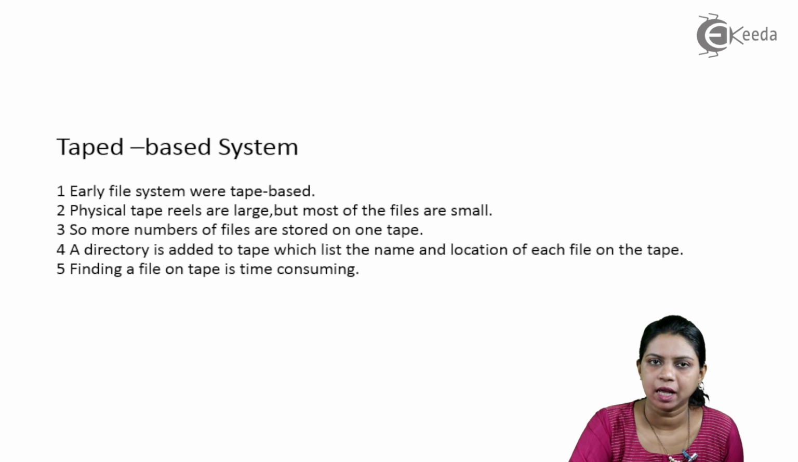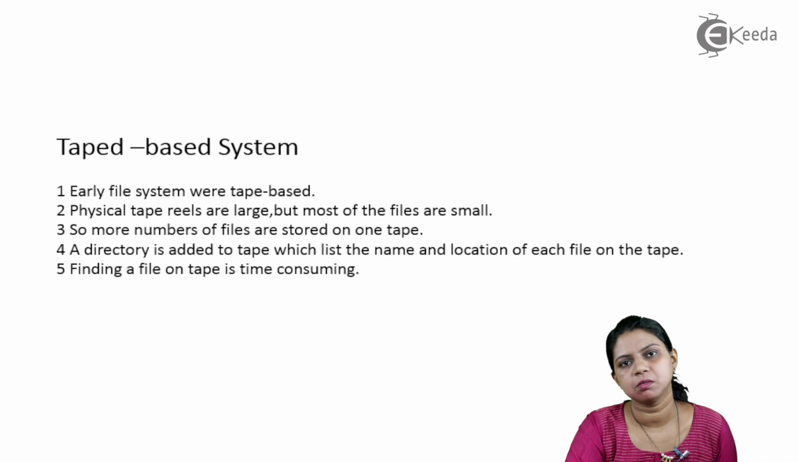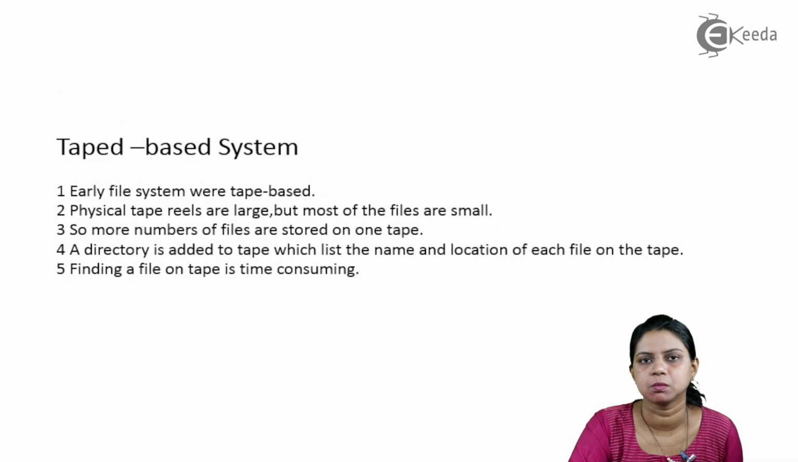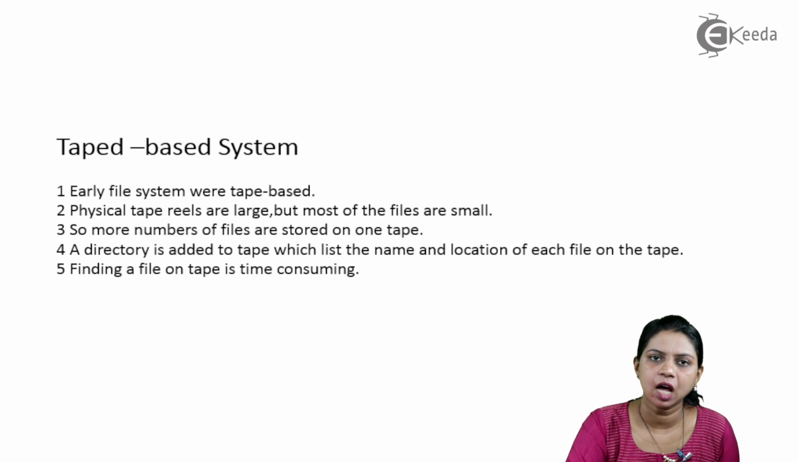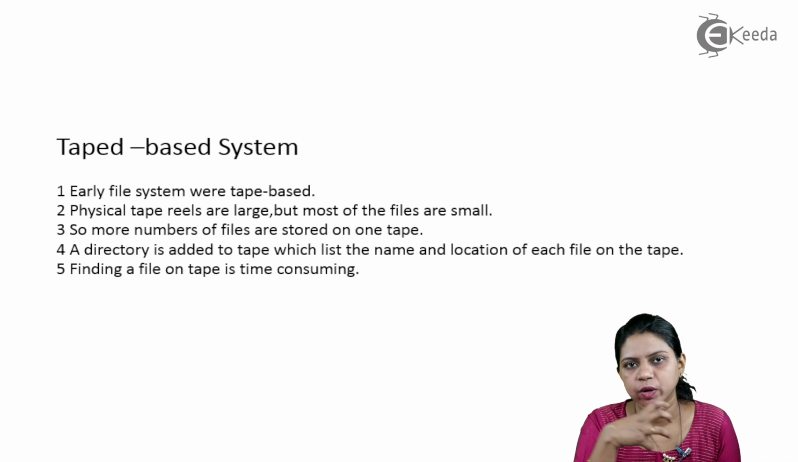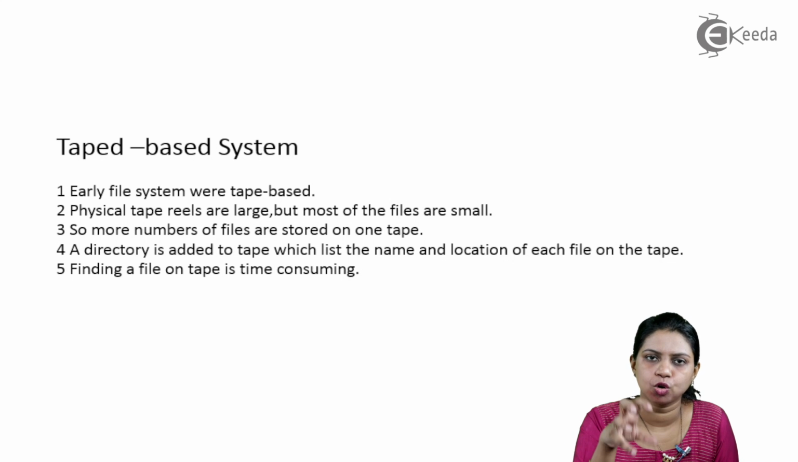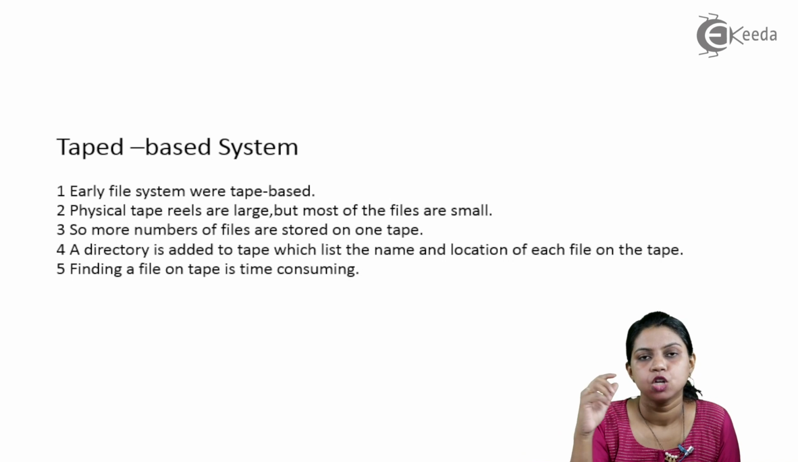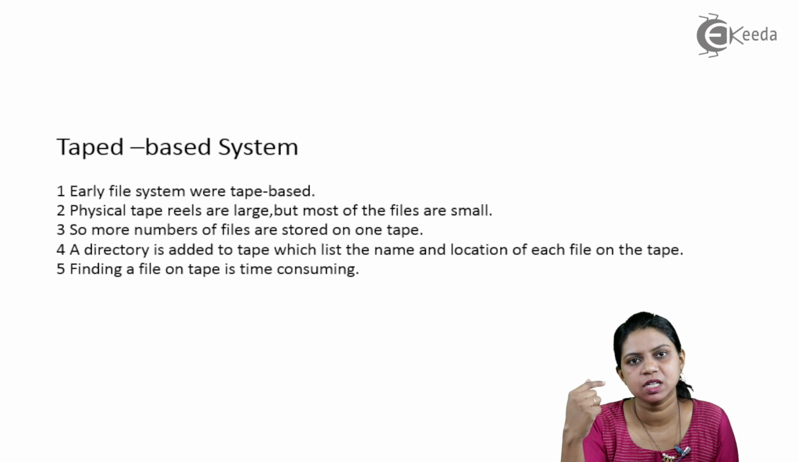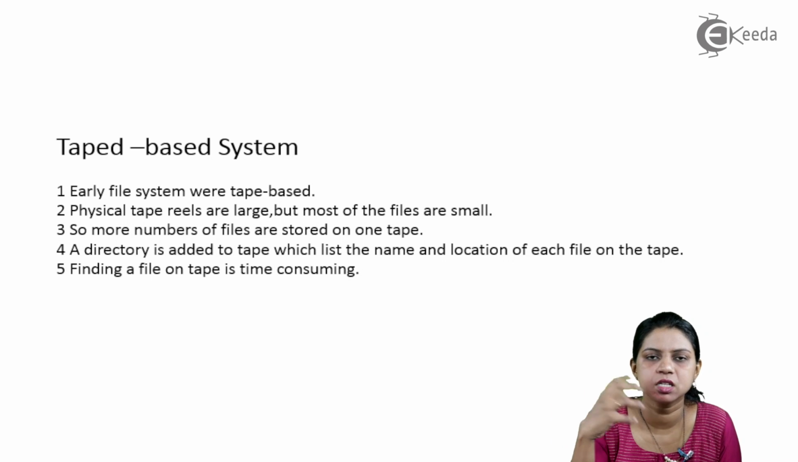Now there are two types of file system. Number one is called the tape-based system and number two is called the disk-based system. The tape-based system has been replaced by the disk-based system. Now no one uses the tape-based system. In early days we used it. In the tape-based system there was a physical reel. The problem with the physical reel was that it was very long and the data was small, so we used to store a large number of files on that reel. Finding a particular file on the physical reel was time consuming, so this problem was solved by the disk-based system.